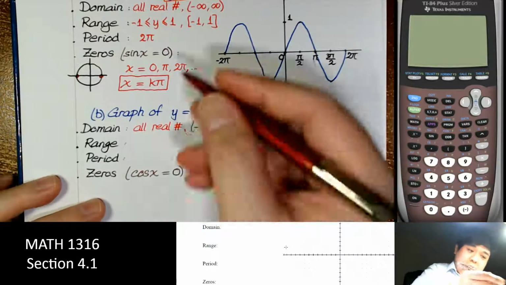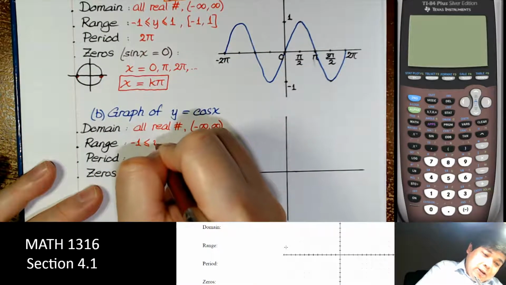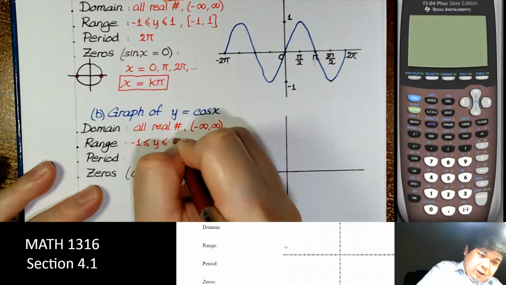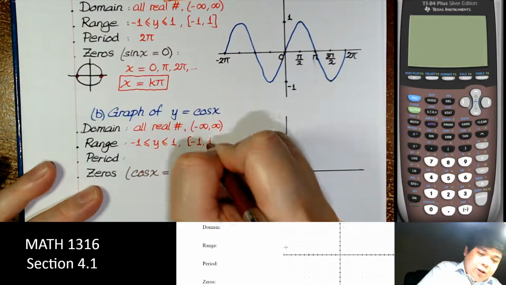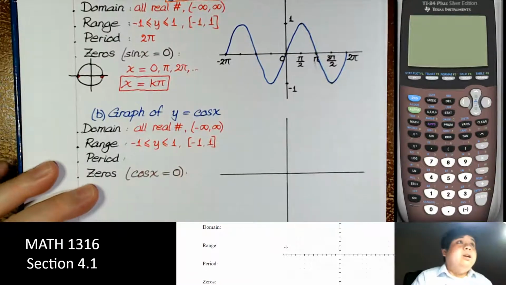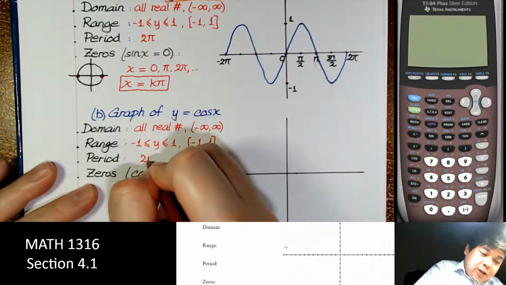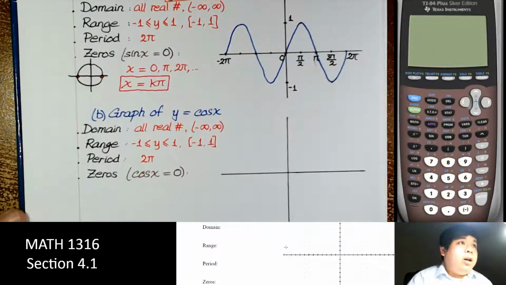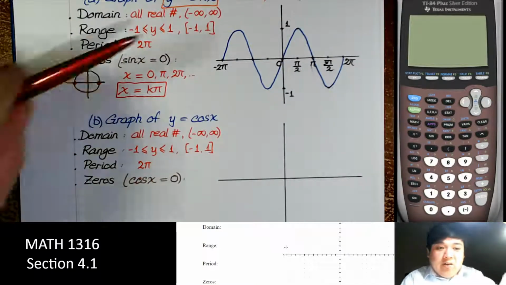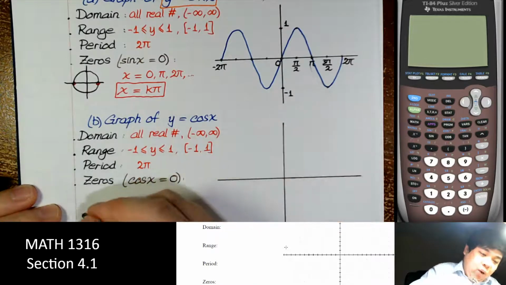The range will be the same thing, from -1 to 1. And the period is also the same thing, 2 pi. So those 3 things will be the same for sine and cosine. So what is the difference? The difference is the zeros and the graph itself.